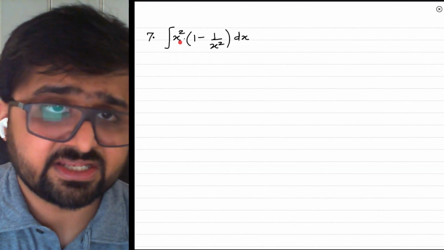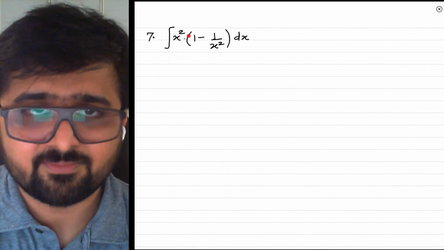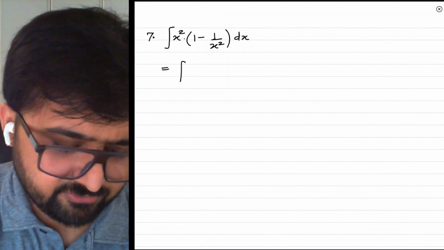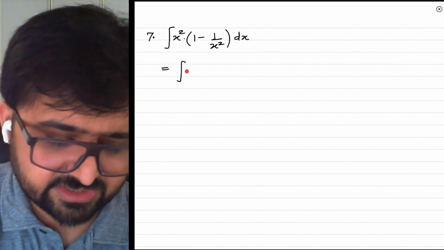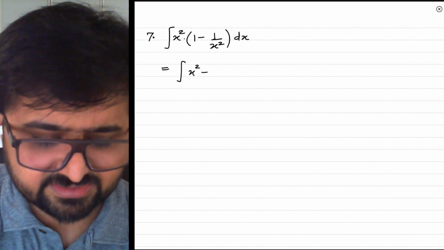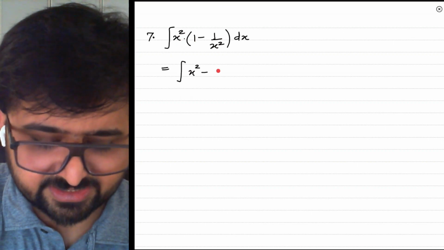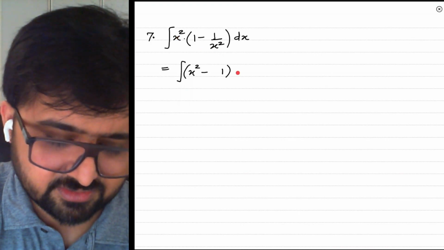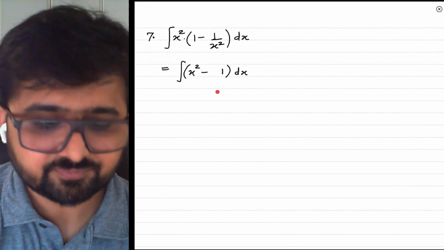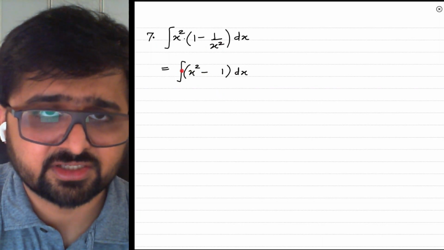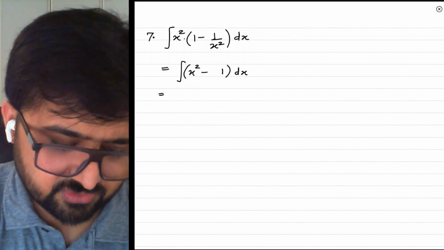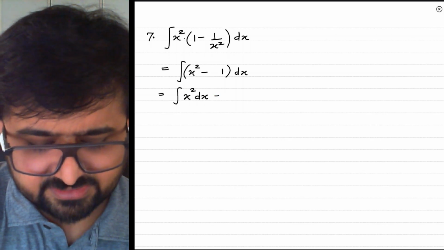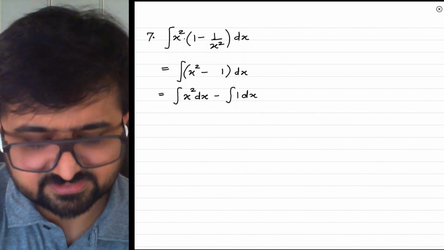Okay, now let's see if we can convert this to addition or subtraction by multiplying this term inside. So that would become integral of, just multiply this inside, x squared times 1 is x squared minus x squared times 1 over x squared is 1, because that x squared and x squared will get cancelled, and with respect to x. Now, since it's subtraction in between, just give the integration to both the terms. So you get integration of x squared dx minus integration of 1 dx.